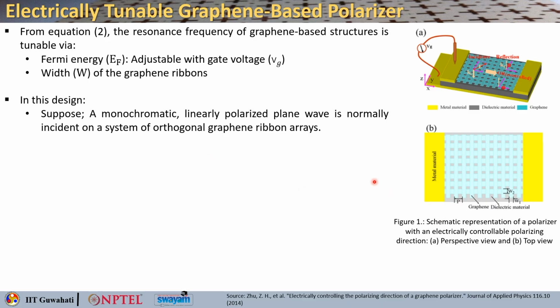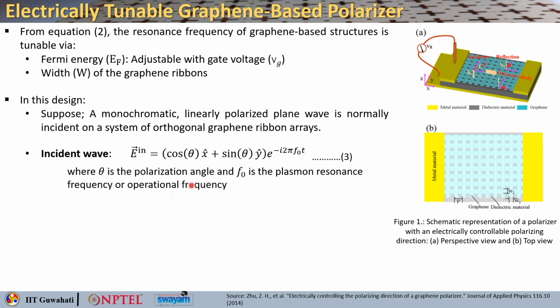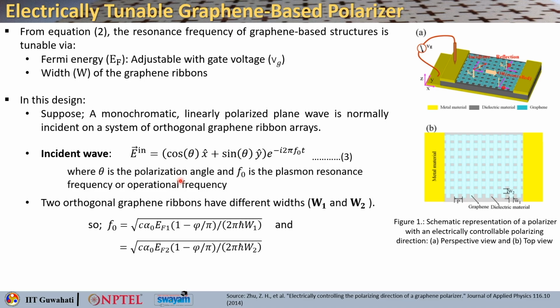So, in this design, suppose a monochromatic linearly polarized plane wave is normally incident on this particular system of two orthogonal graphene ribbon arrays. You can write the incident electric field as cos theta x cap plus sin theta y cap, times e to the power minus i 2 pi f naught t. Here f naught is the plasmon resonance frequency, or you can say the operational frequency, and theta is the polarization angle.